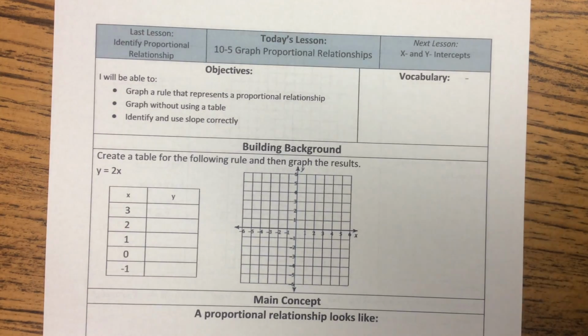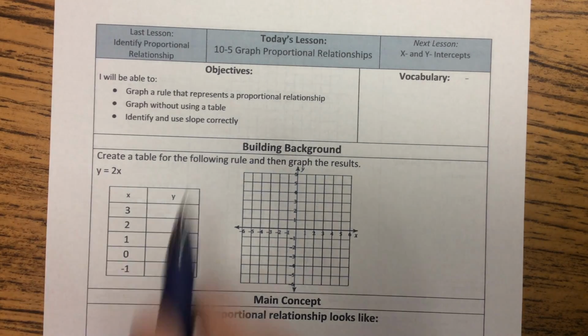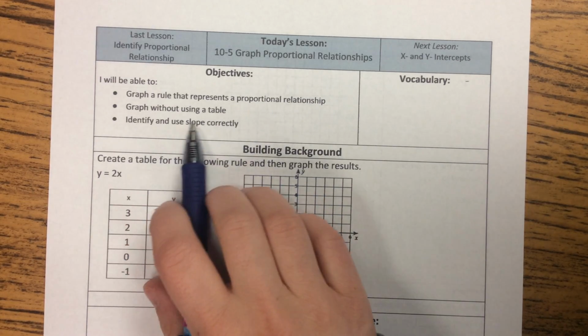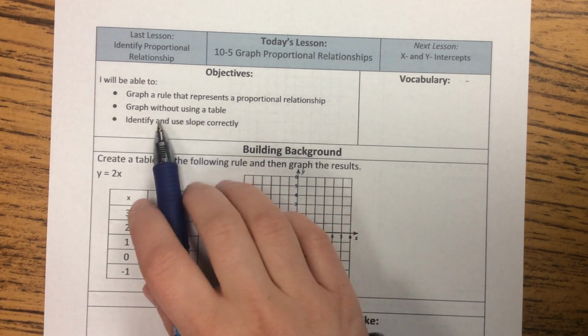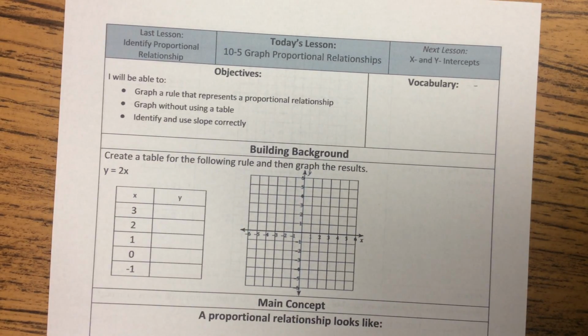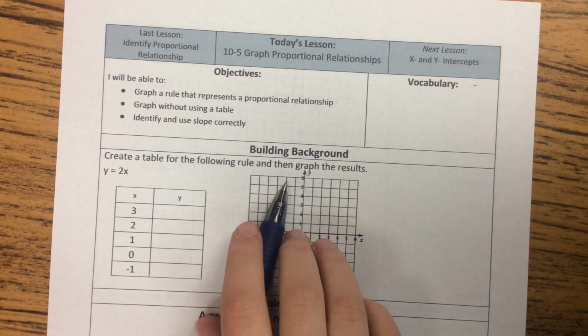All right, welcome to 10.5, Graphing Proportional Relationships. We got 2 more lessons after this. So today we're going to be able to graph a rule that represents a proportional relationship. We're going to be able to graph using a table and identify and use slope correctly. That's the important part. Okay, so create a table for the following rule and then graph the results.